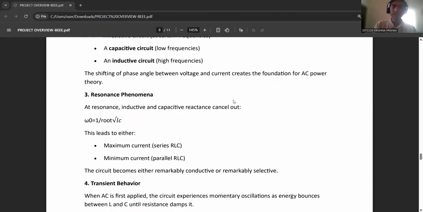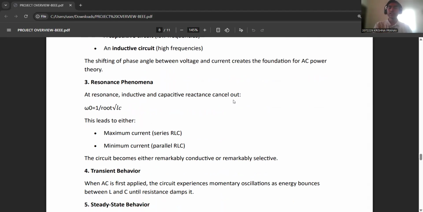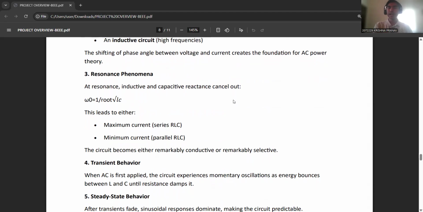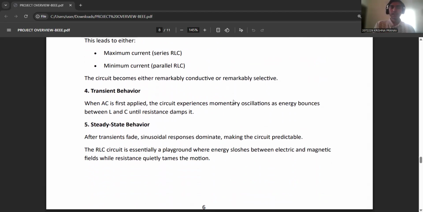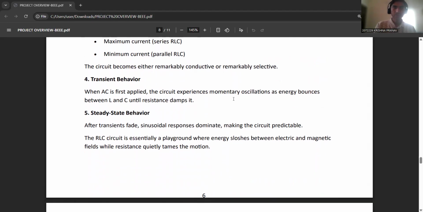Resonance phenomena. At resonance, inductive and capacitive reactance cancel out. Omega naught equal to 1 by root over LC. This leads to either maximum current in series or minimum current in parallel. The circuit becomes either remarkably conductive or remarkably selective.